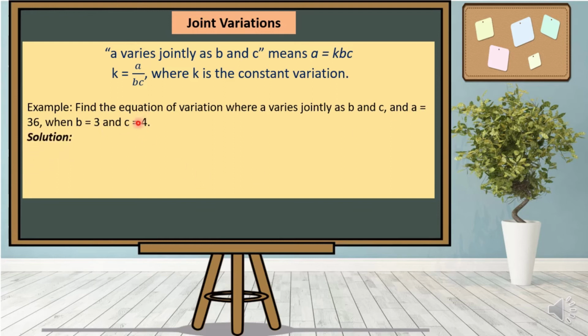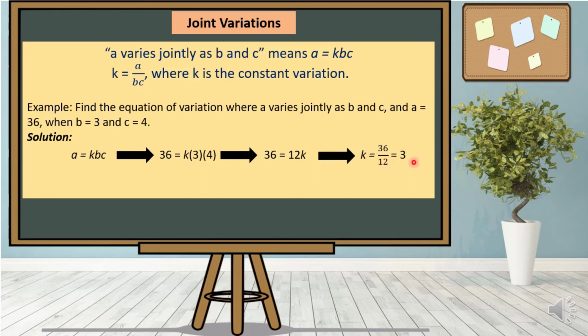In finding the equation, the statement a varies jointly as b and c means a is equal to kbc. Substitute the values of a, b, and c. Now we have 36 is equal to k times 3 times 4. 3 times 4 is equal to 12, so we have 36 is equal to 12k. K now is equal to 36 divided by 12, and k is equal to 3. Therefore, the equation of variation is a is equal to 3bc.